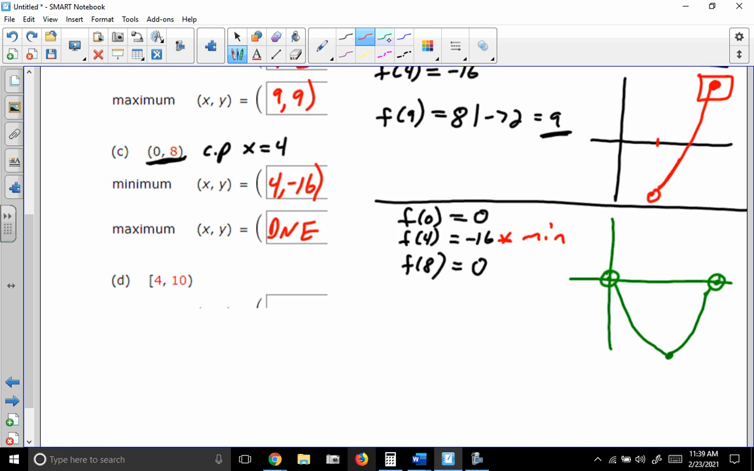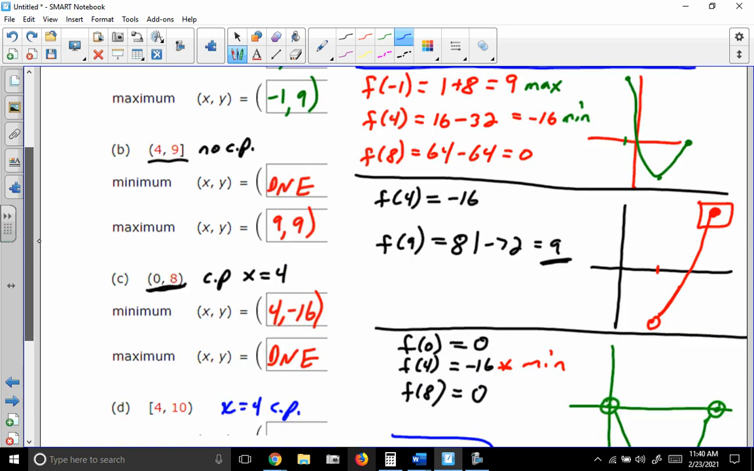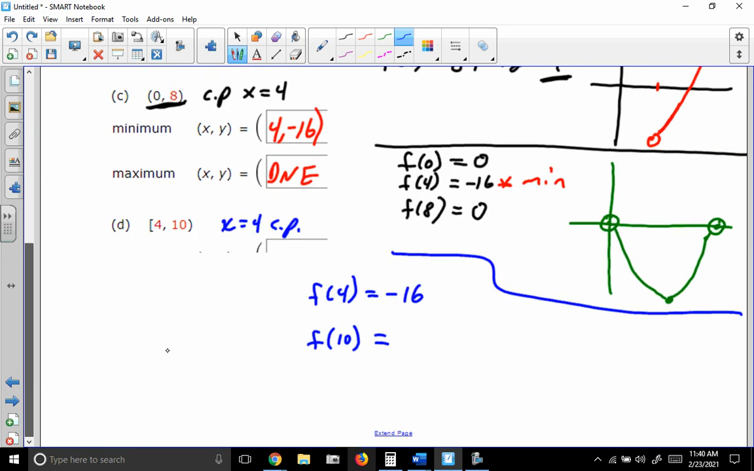All right, lastly, let's look at the interval [4, 10). So when x is 4, that's negative 16. And remember, x equals 4 is our critical point. So inside the interval, there's not a critical point, just on the edge. If we evaluate 10, we get 10 squared is 100, minus 8 times 10 is minus 80. So when x is 10, we're at 20.